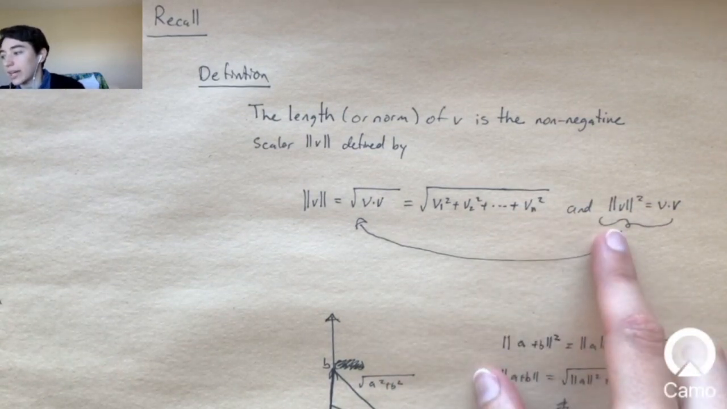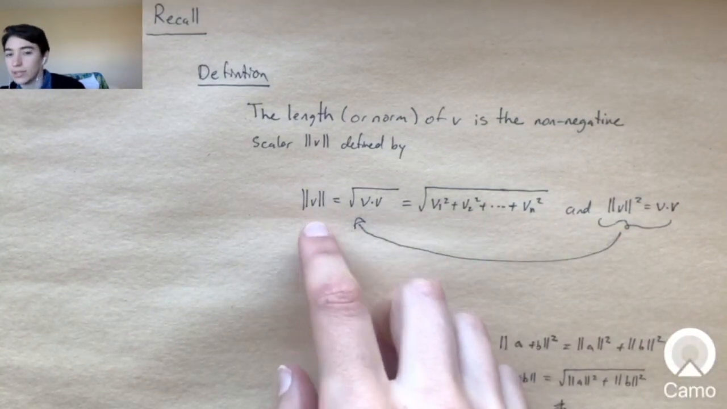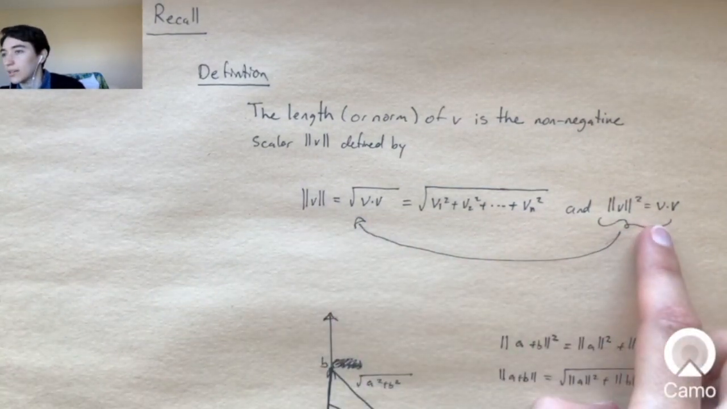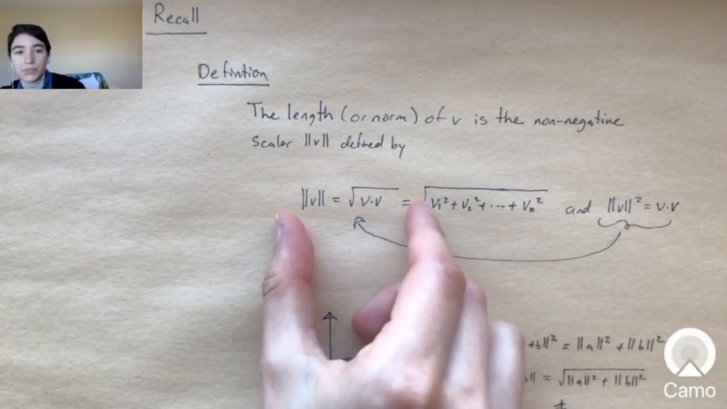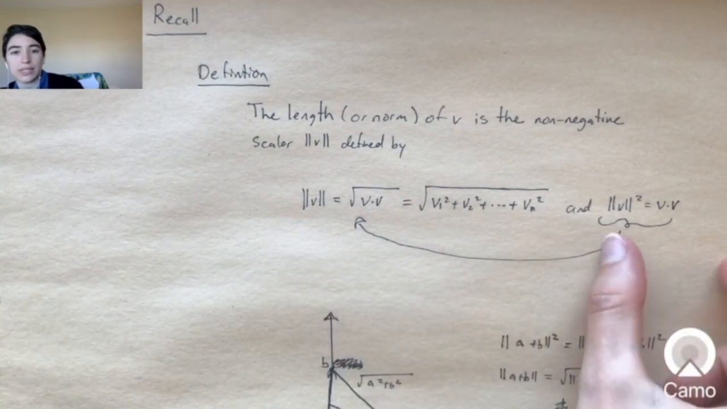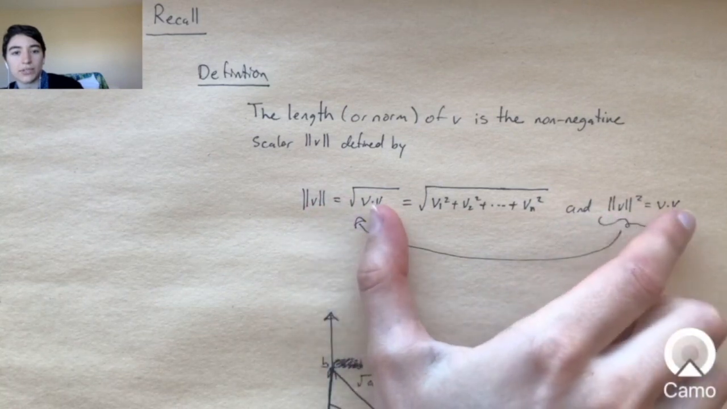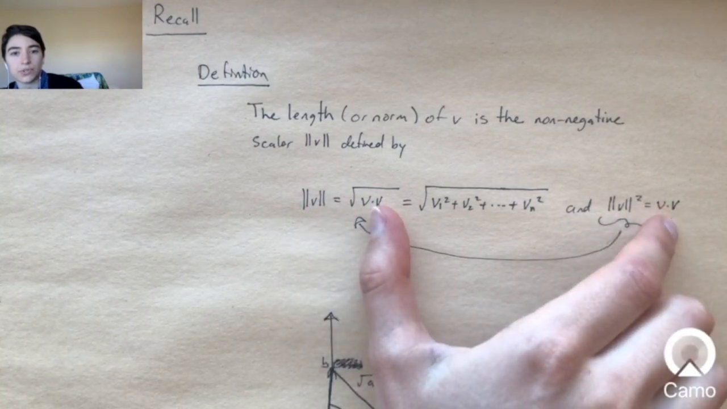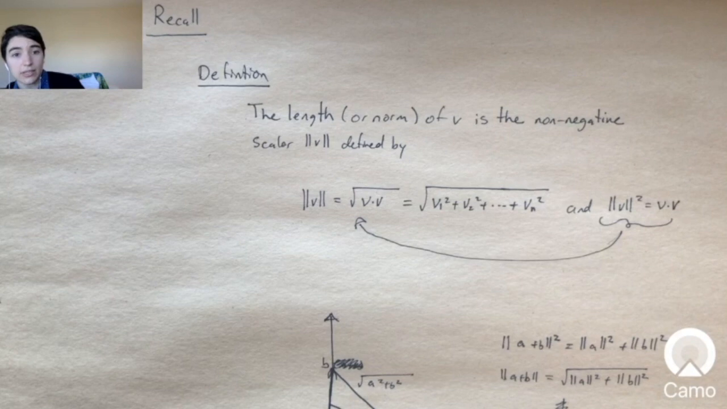And then if we look at the magnitude of V squared, so if we square this, we get V times V. That's essentially this whole section where you square both sides, and when you square this side, you remove the square root. And there you go. That's a reminder of what magnitude is. That may come in handy here in a minute.